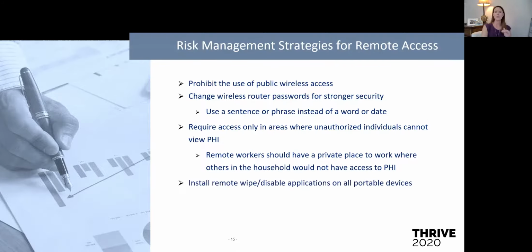So also install remote wipe or disabling applications on all of these portable devices. So if a laptop is lost or stolen, if a tablet is lost or stolen, we want to make sure that we have the ability to remove any information that's on it. And I know what many of you are thinking right now. If we're accessing through our VPN and we're just accessing our billing software or our EHR, there's nothing on the laptop, there's nothing on the tablet.